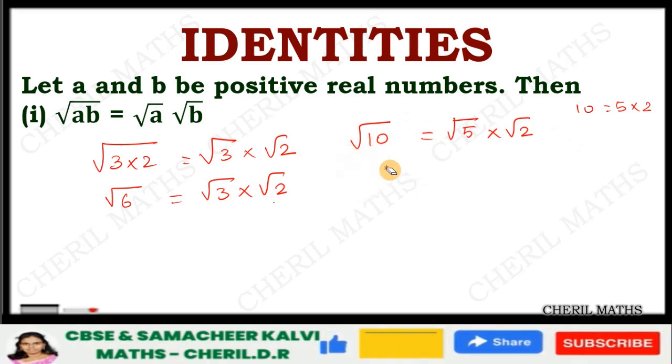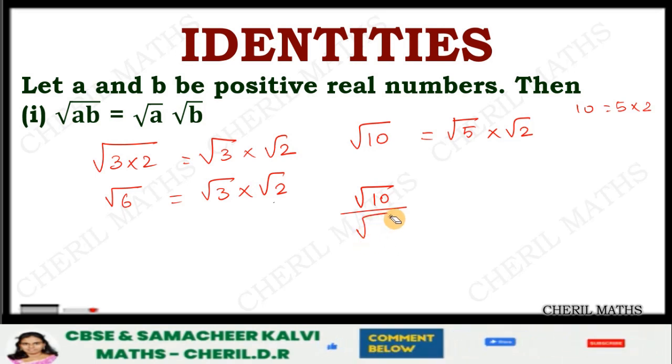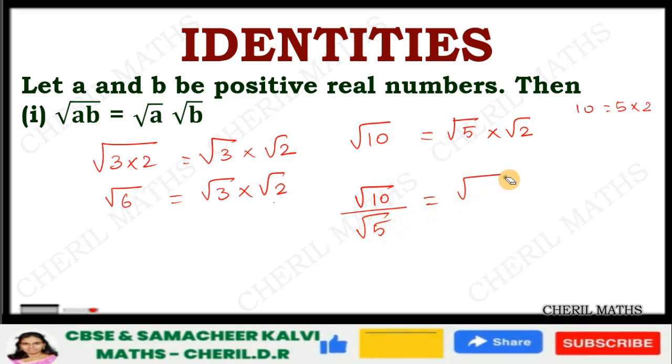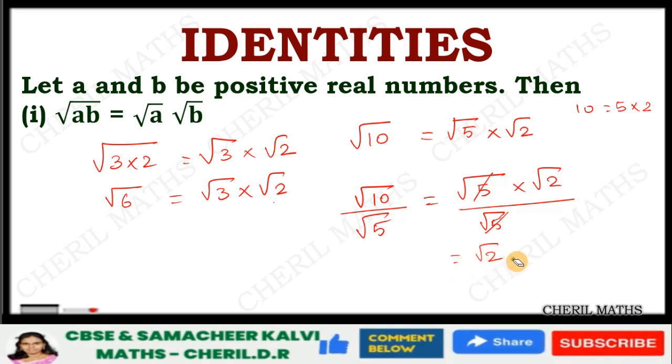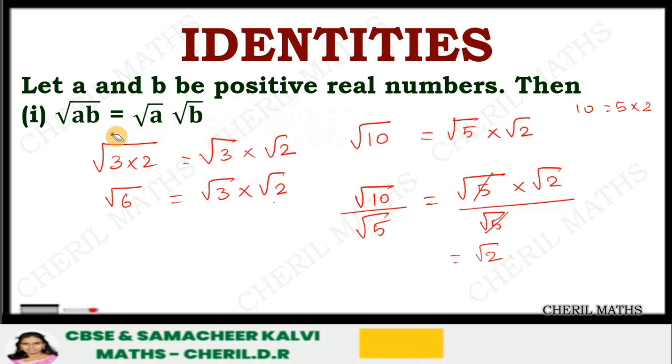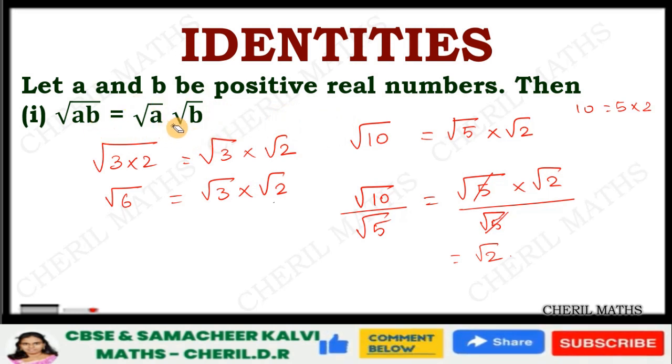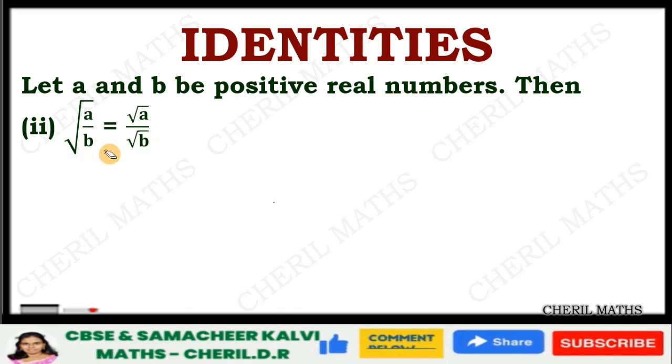Some children don't even know this. If it is the square root of 10, they will not know that we can separate it like this. Why do we need this? Where will we use this? Sometimes you may get a question like square root of 10 by square root of 5. Then you can write it as square root of 5 into square root of 2 divided by square root of 5. In this way you can cancel and make it square root of 2. So for that you need to know that you can bring the product of the two numbers under individual square roots. The next one is the same thing with division.